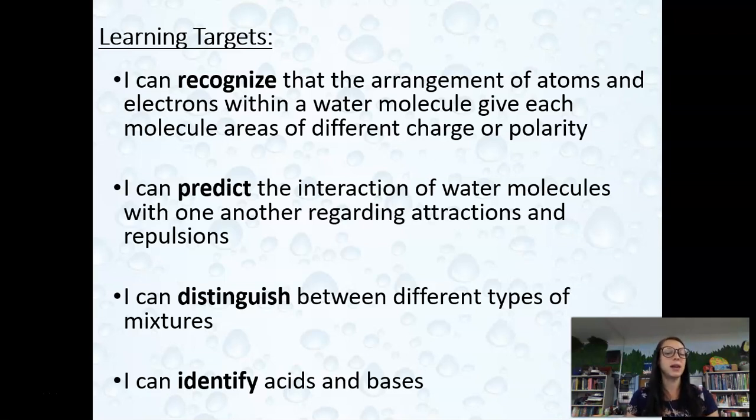And are you able to identify acids and bases? Do you know what makes an acid and a base? Do you know the difference between a hydrogen ion and a hydroxide ion? If you're still struggling with those, either review the video, check out your textbook, or check out your notes from class. And as always, feel free to ask questions.